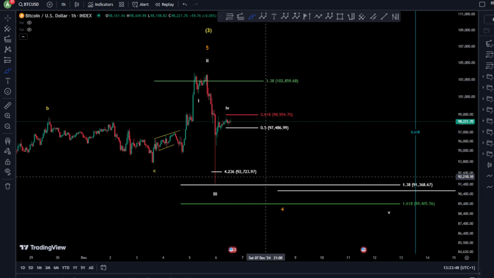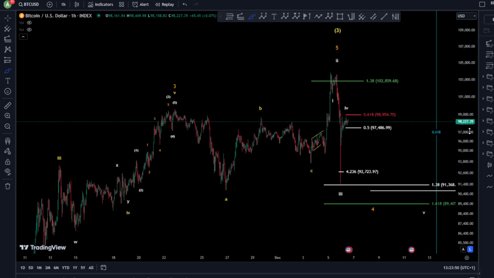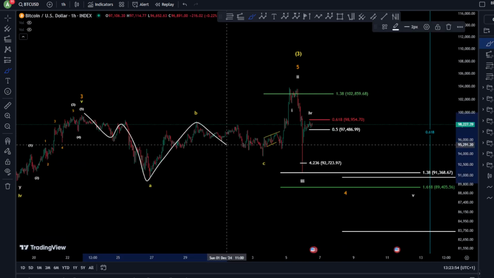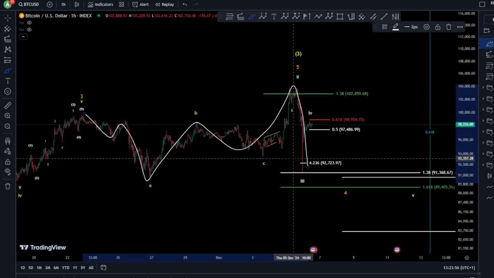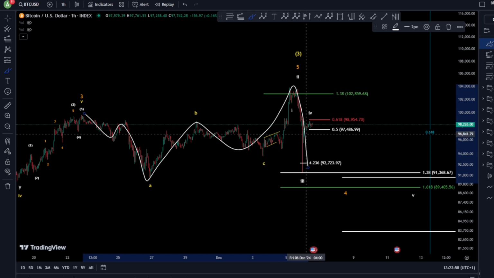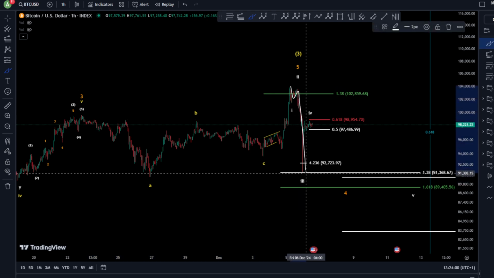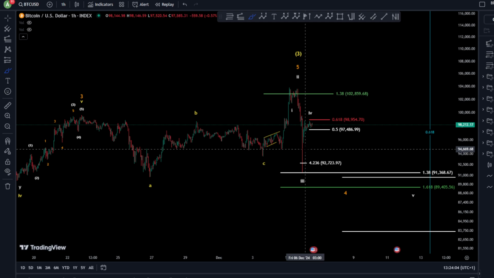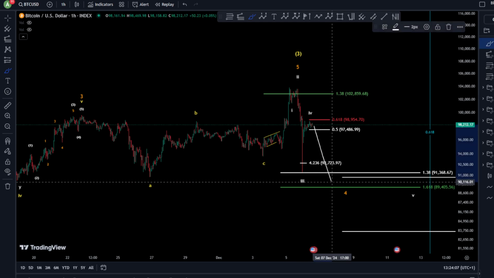Otherwise, in that case, very low possibility that you have finished W, X, and a Y. That is also a low possibility, because this doesn't look just like a zigzag, right? It looks very impulsive. So yeah, I'm still looking for one more leg.